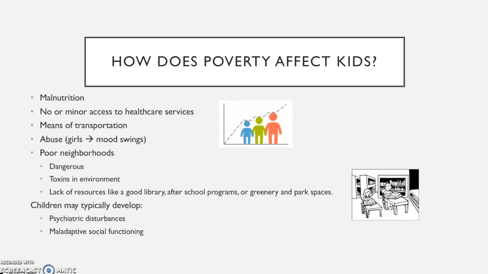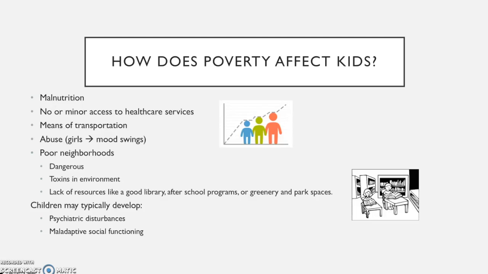So how does poverty affect kids? First and foremost, these kids are often malnourished because vegetables and fruits and healthy meals are often more costly to provide than fast food. Their parents just simply might not have time to provide this for them. They might have minor or no access to healthcare services. Their means of transportation are pretty low or difficult.